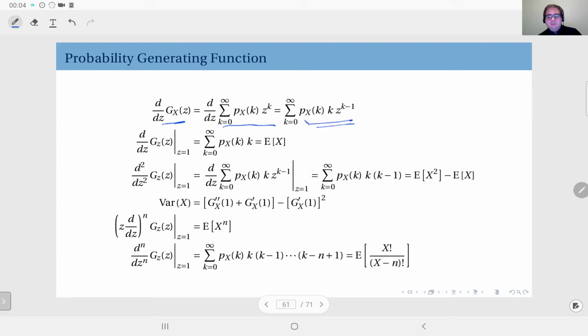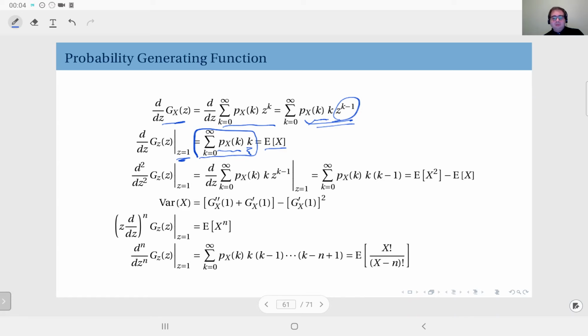The PMF value here multiplied by k times z to the power k minus 1. So if you evaluate this at z equals 1, this term will go away. It will be just 1. So you will have just this sum from 0 to infinity, k weighted by the PMF value at k. By definition, this is the expected value. Therefore, this is how you obtain the mean of random variable x from its generating function. You differentiate it with respect to z and then evaluate it at z equals 1.